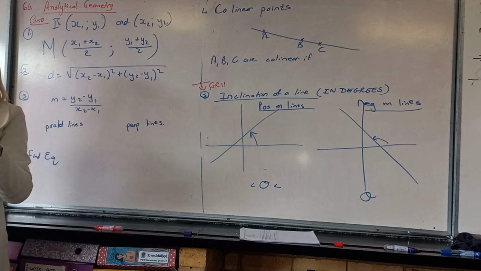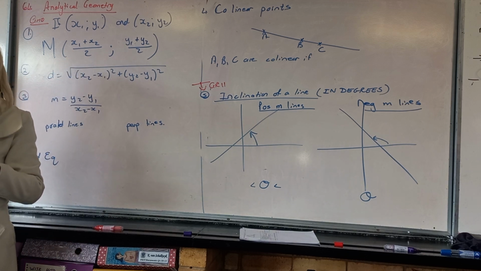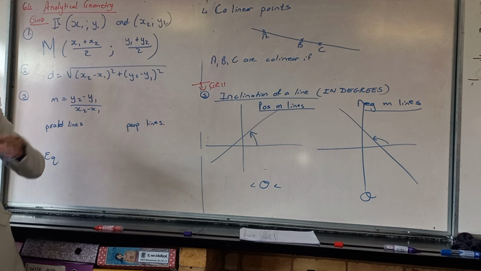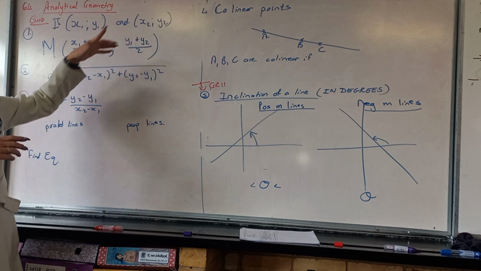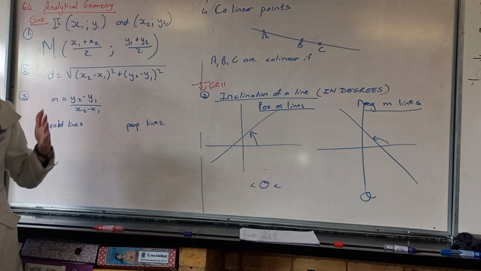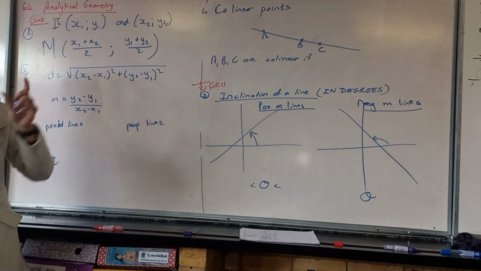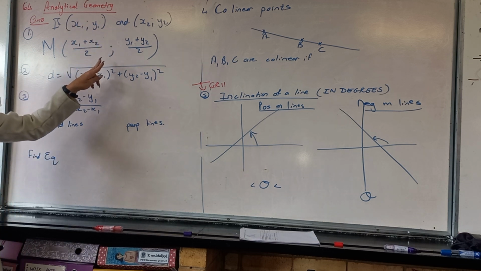Now, analytical geometry is actually also called coordinate geometry, right? Because coordinate pairs are always the order of the day. You've got to work with 2 coordinate pairs. So whatever they are, will you be able to find the midpoint?